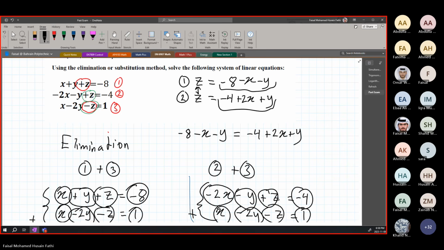Okay? So we equated these. Now what do we do? We do the same move with 2 and 3, for example. Okay? We will equate 2 with 3. So if we write 3, z is going to be equal to x minus 2y minus 1. What did I do? I just took the z to the other side and the 1 I brought it here, so z became positive and the 1 is a negative, x minus 2y minus 1, equation 3.